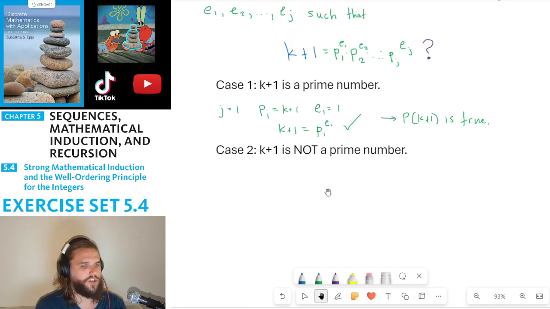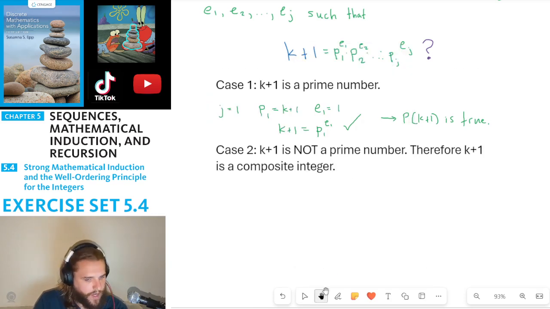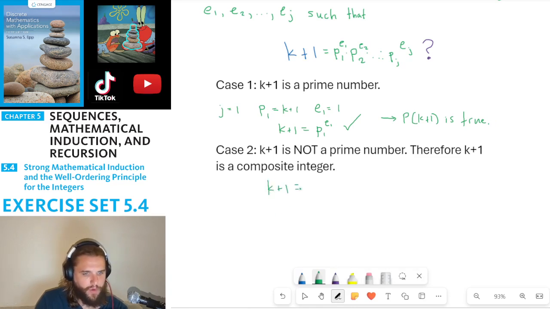Now let's move on to the trickier case, which is when k+1 is not a prime number. Now, what does it mean for an integer to not be a prime number? Well, that just means that k+1 is a composite number. What does that mean? That means k+1 can be represented by the product of two numbers. I'll call them a and b.